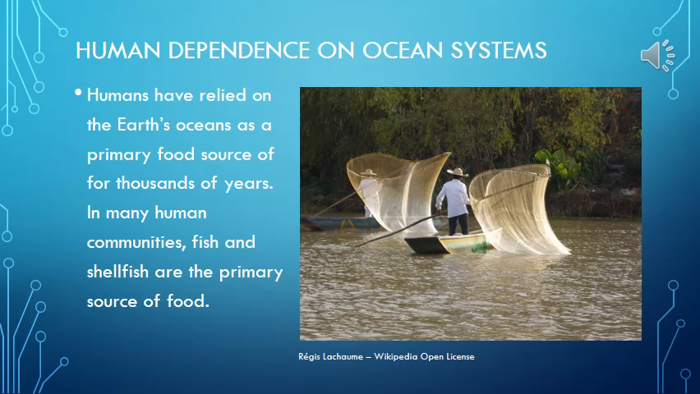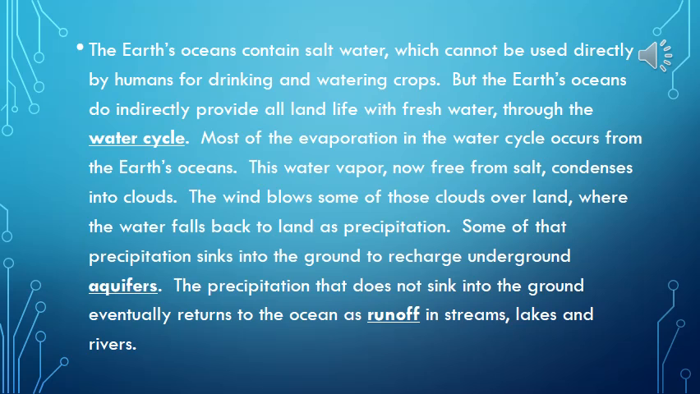Human dependence on ocean systems. Humans have relied on the Earth's oceans as a primary food source for thousands of years. In many human communities, fish and shellfish are the primary source of food. The Earth's oceans contain salt water, which cannot be used directly by humans for drinking and watering crops. But the Earth's oceans do indirectly provide all land life with fresh water through the water cycle.